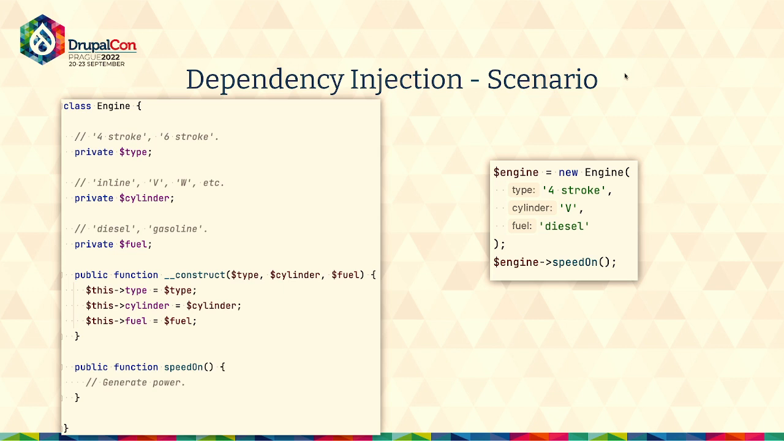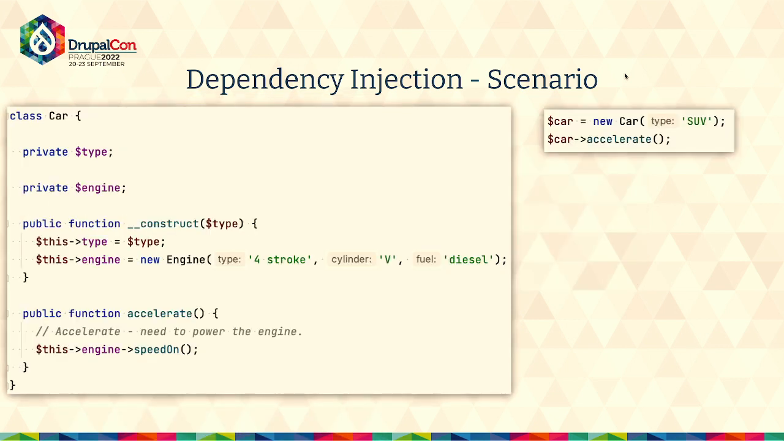And the way car is created is, again, with a class, because we are doing object-oriented programming. So there's a car type, which could be hatchback, sedan, or SUV. There's an engine, because a car definitely needs an engine. And there's an accelerate function, just for example. And as you can see, because the car needs an engine, the engine is created here while the car is created. Can anyone point out a problem with this? What's the problem?